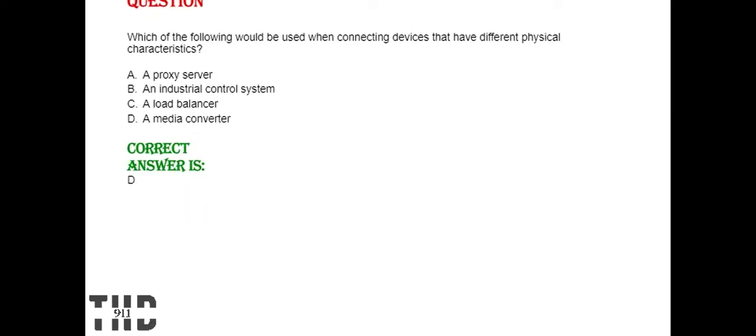Which of the following would be used when connecting devices that have different physical characteristics? Option A, proxy server. Option B, industrial control system. Option C, load balancer. Option D, a media converter. The correct answer is option D.